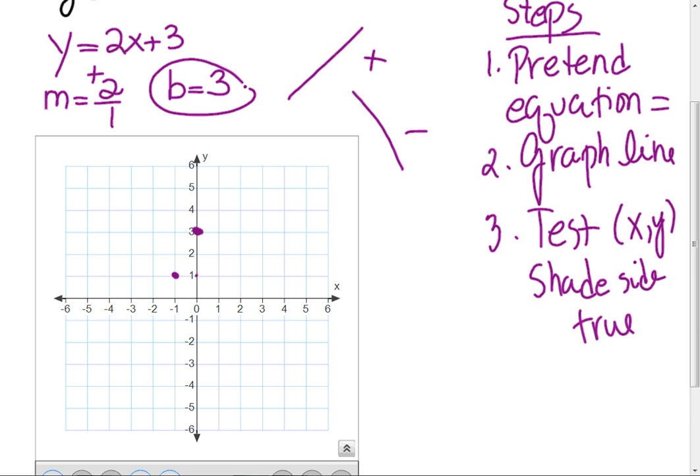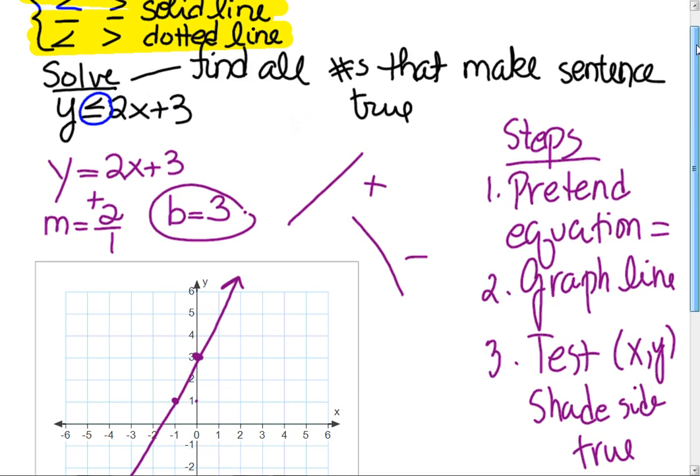Now, Michael said we're going to do a solid line, so we'll draw a solid line. This is exactly like what we've done before with graphing lines. That's all review. The only thing that's new is there's a whole bunch of points that make this inequality true, because it says I want ordered pairs that are less than or equal to that.